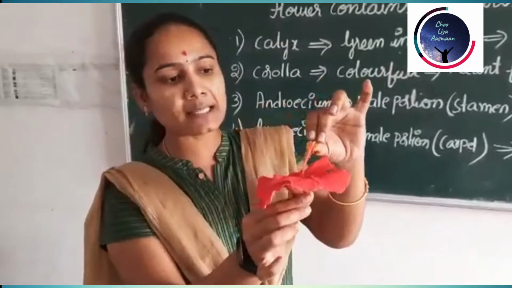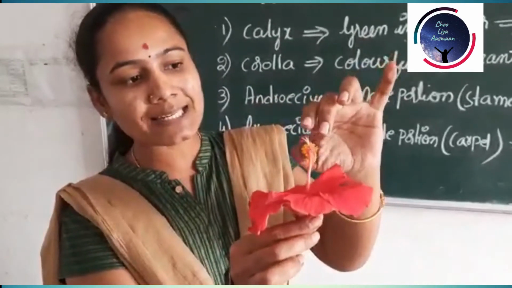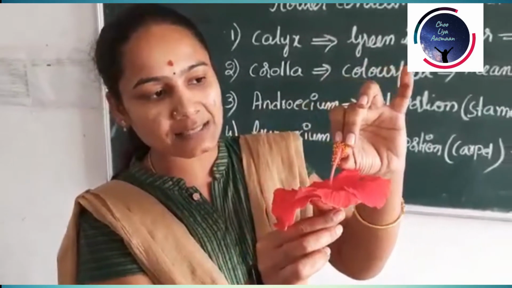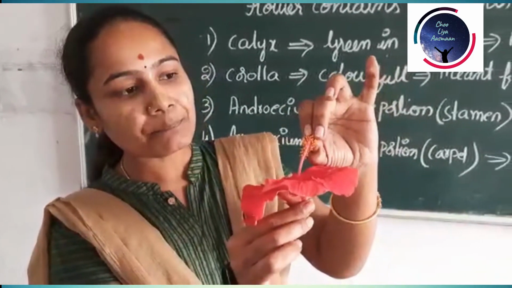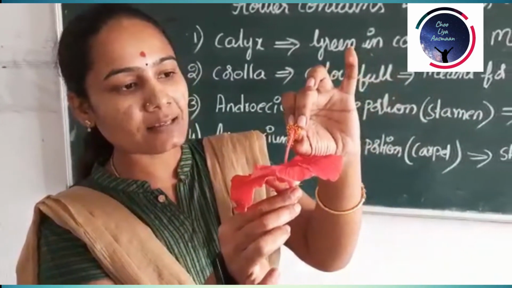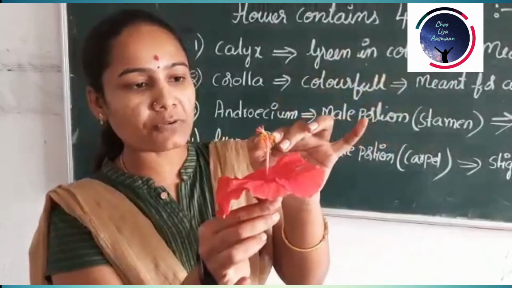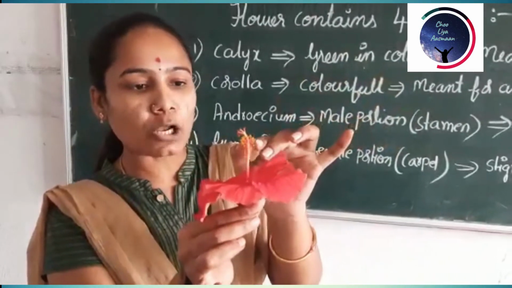They contain 2 parts. It contains anther and filament. The yellow portion is called the anther, and what is lying below the anther is called the filament. So this is the male portion of a flower, and these are called pollen grains.